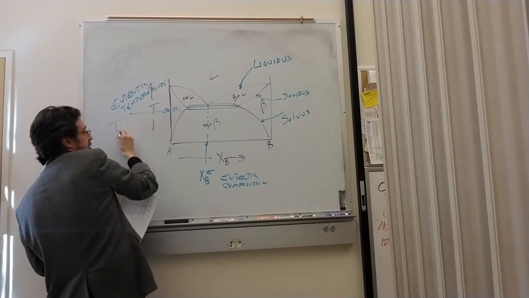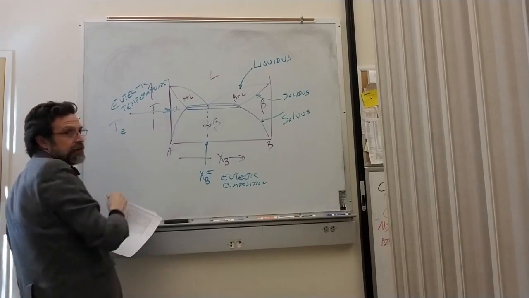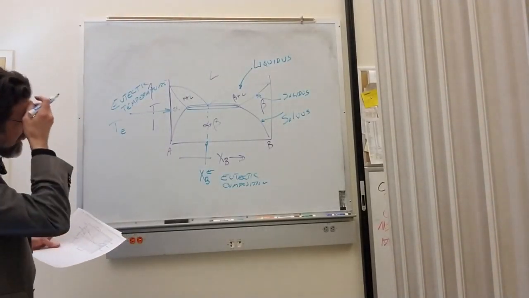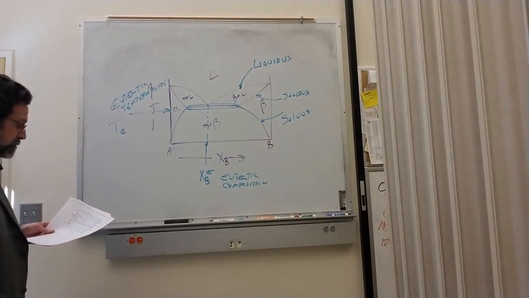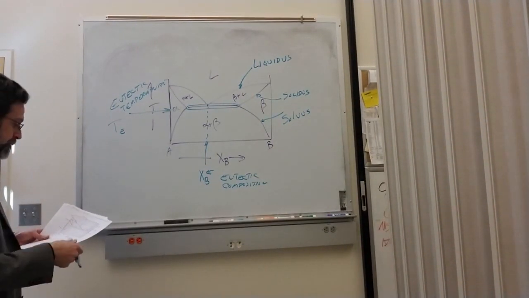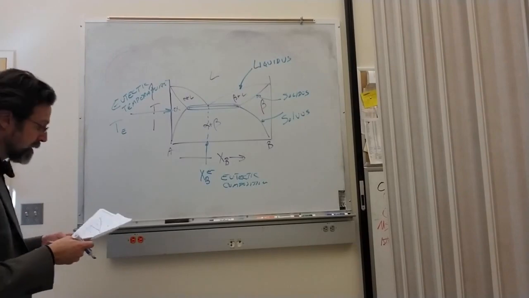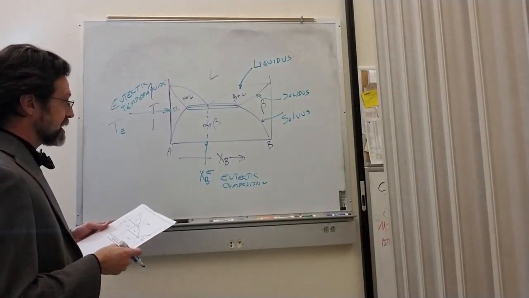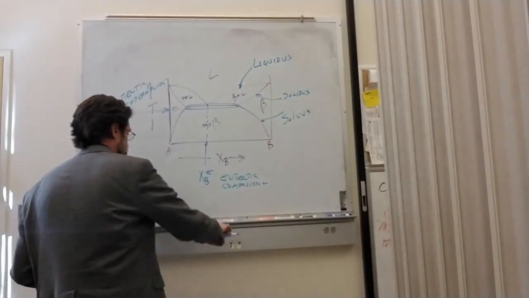Sometimes called TE for the eutectic temperature, is how we label it. So that's a eutectic phase diagram. Let's draw a peritectic phase diagram.